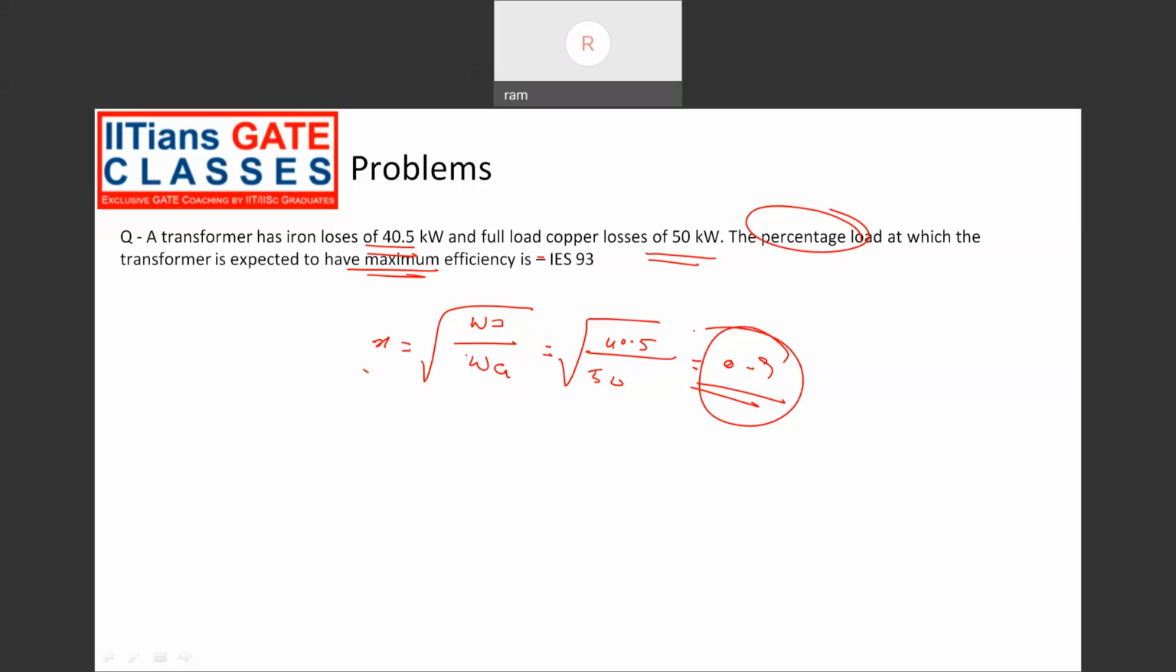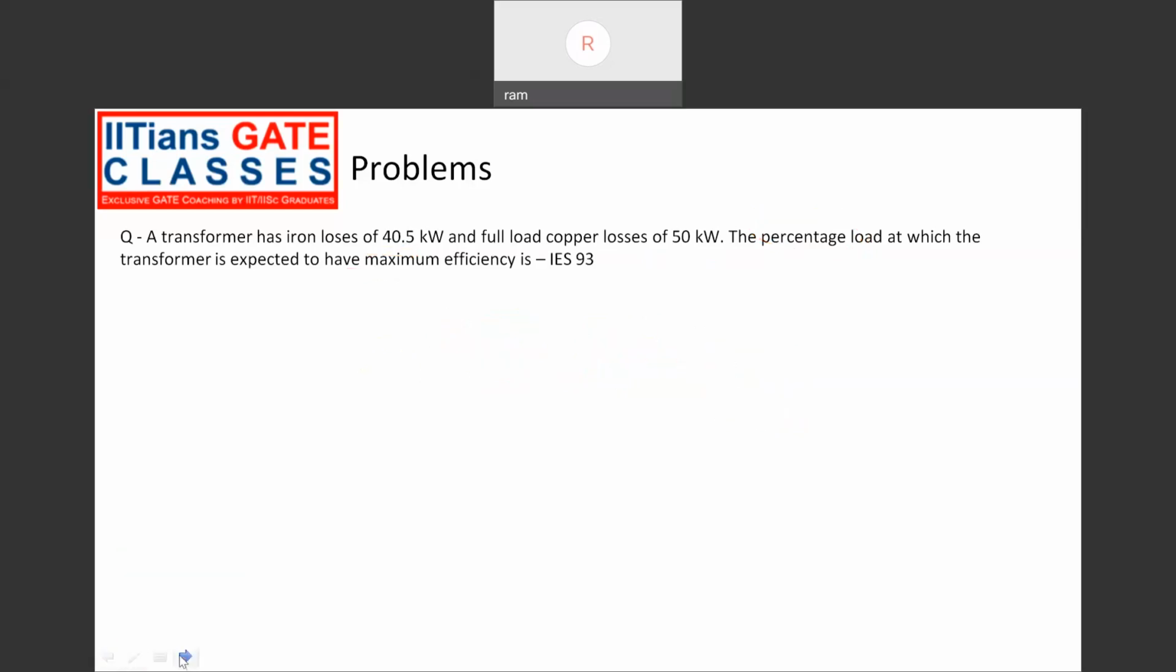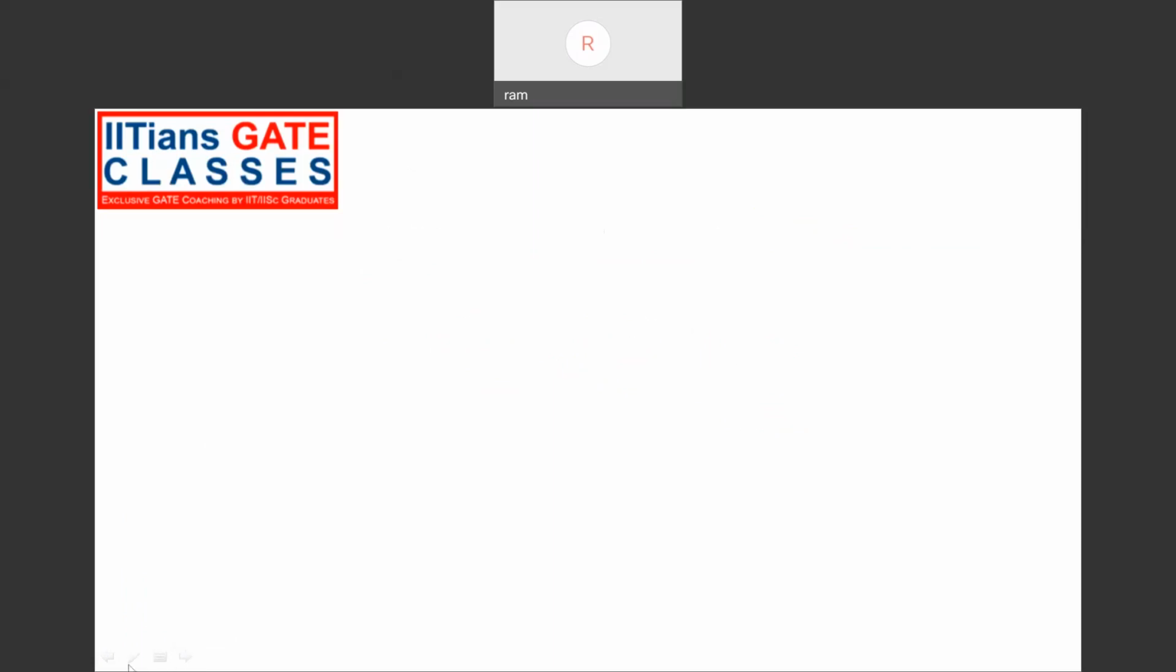We'll go to the next topic. So generally the transformers are of two types. One is power transformer. The other one is distribution transformers. So what are the differences?